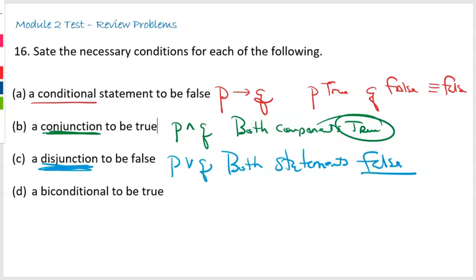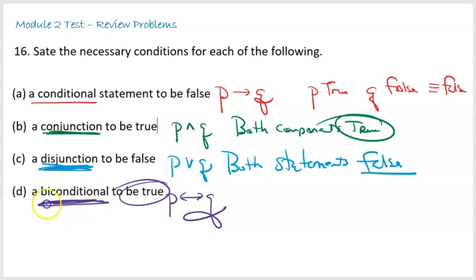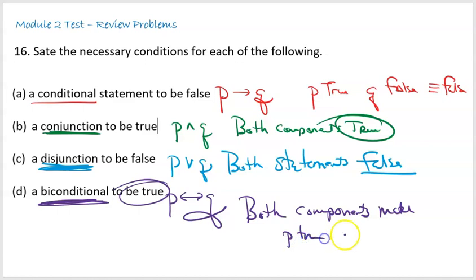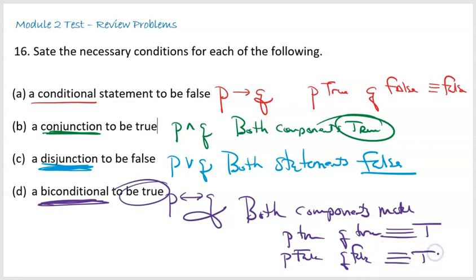Okay, and then the last one, what about a biconditional to be true? A biconditional, remember, is P if and only if Q. Now for a biconditional to be true, what do we need? We need the truth values of both components to match. As a matter of fact, I mentioned that on the last problem we just did, number 15. So if P were true and Q were true, we would get a true statement. If P were false and Q were false, we would also get a true statement. So both components must match for that to be the case.